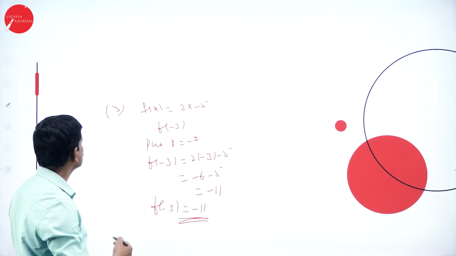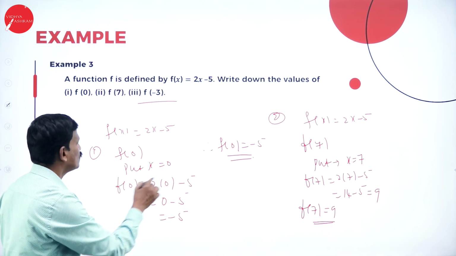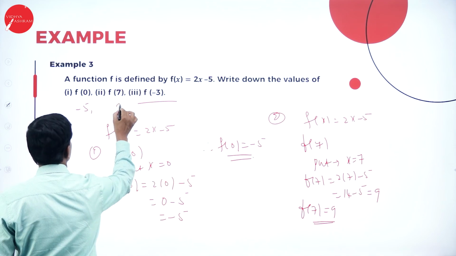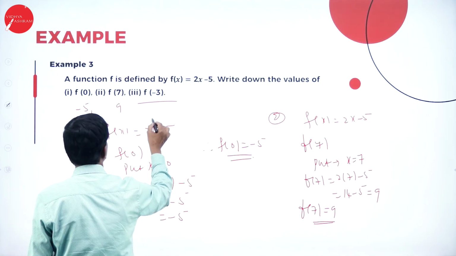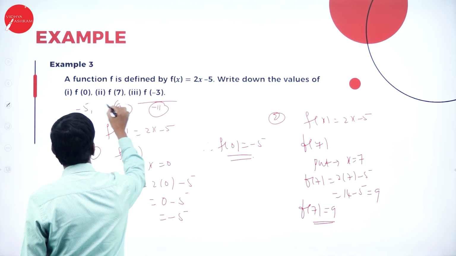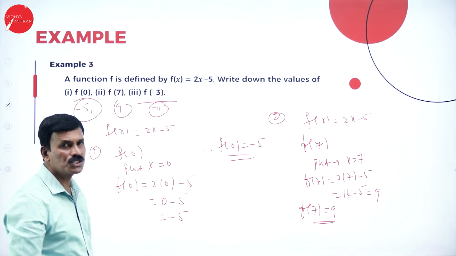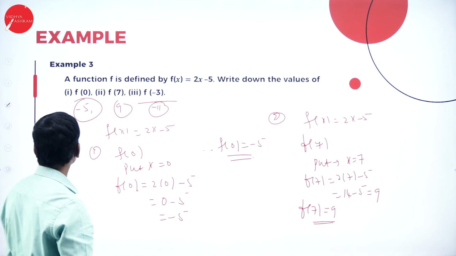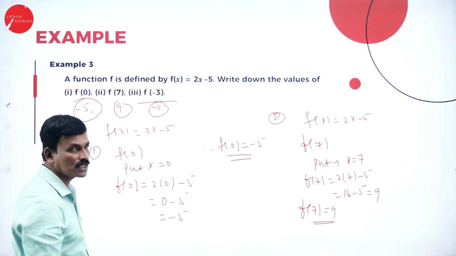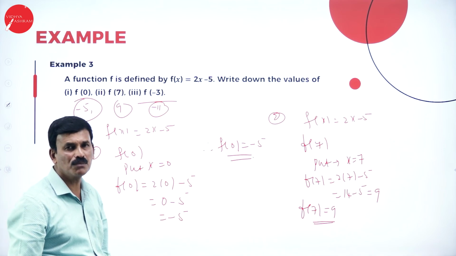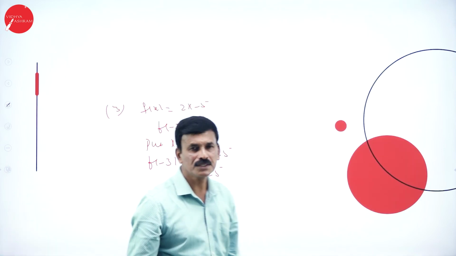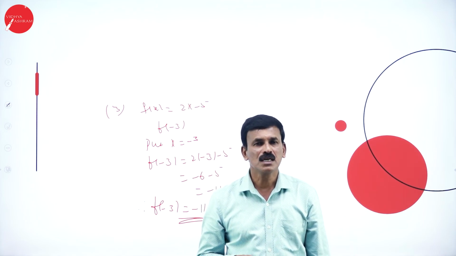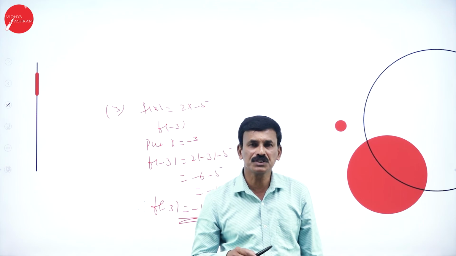So these are the values: f of 0 is minus 5, f of 7 is equal to 9, and f of minus 3 is minus 11. This is how we find the values of the given function whenever x is 0, 7 and minus 3. That's it. Hope you followed. These are very simple basic problems, a few problems based on the functions, ordered pairs and the Cartesian product.